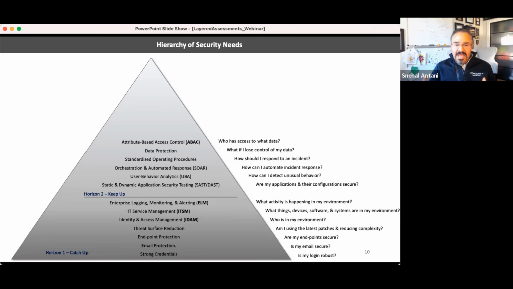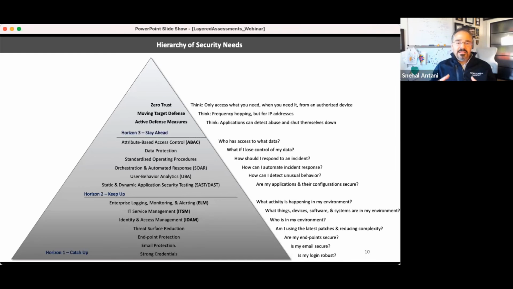As you are able to catch up, now you start to think about how to keep up. Who has access to what data? What if I lose control of my data? How should I respond to an incident, and how do I understand that process is robust? And then finally, as you're able to keep up with the adversary, you start to create the capacity to invest in staying ahead.